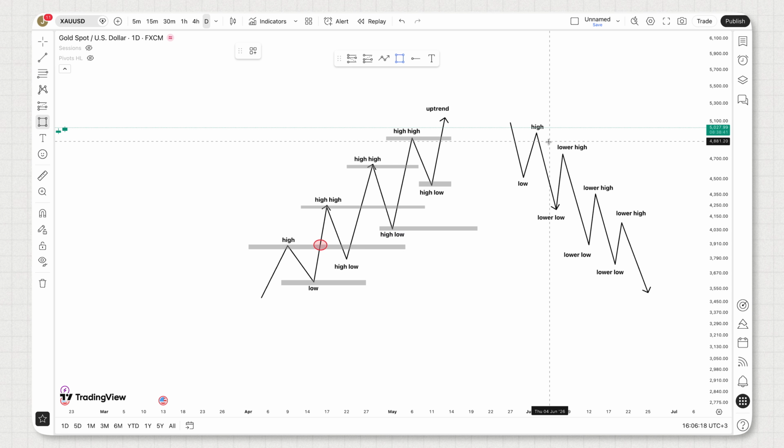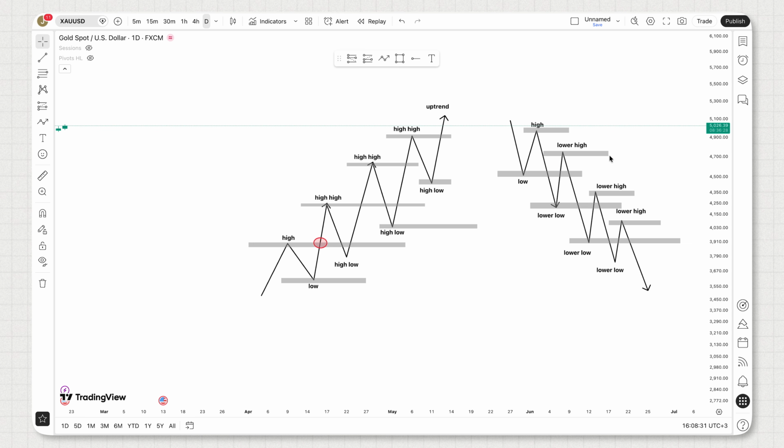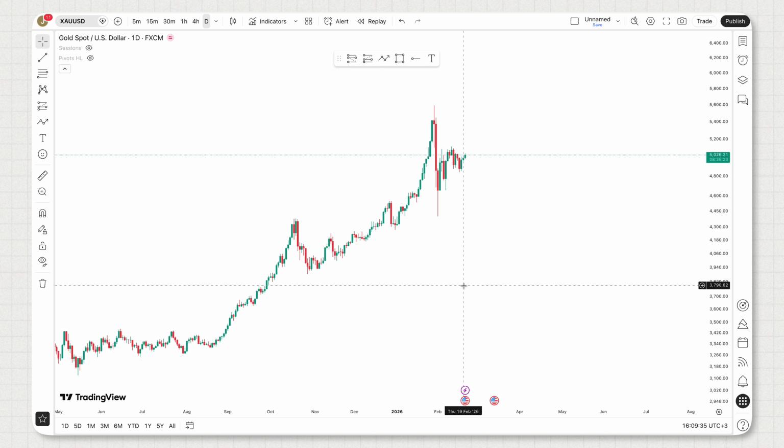Same applies to the downtrend. Your key levels are going to be your lower highs and your lower lows, right? These are your key levels, and you need to be marking your key levels just like that. I hope this is simple and easy for you to understand. Now, let me show you how to apply everything I just showed you to the actual charts.